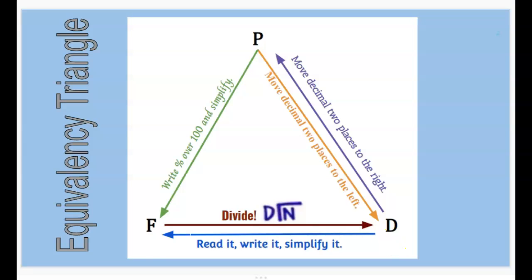Okay, so this is something we like to call the equivalency triangle. The equivalency triangle is one of my favorite things because it's easy to follow. I like direction. Okay, so we have percents. This stands for a percent. This stands for a fraction. This stands for a decimal. Now, here's what I want to do.